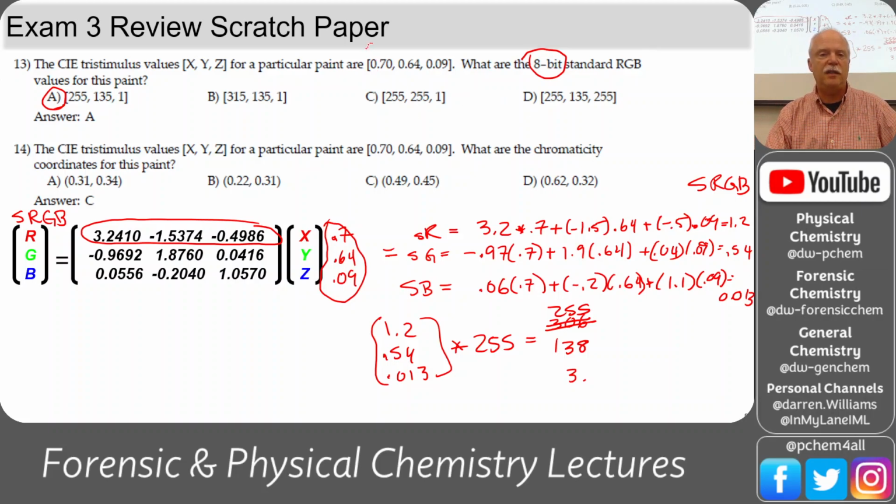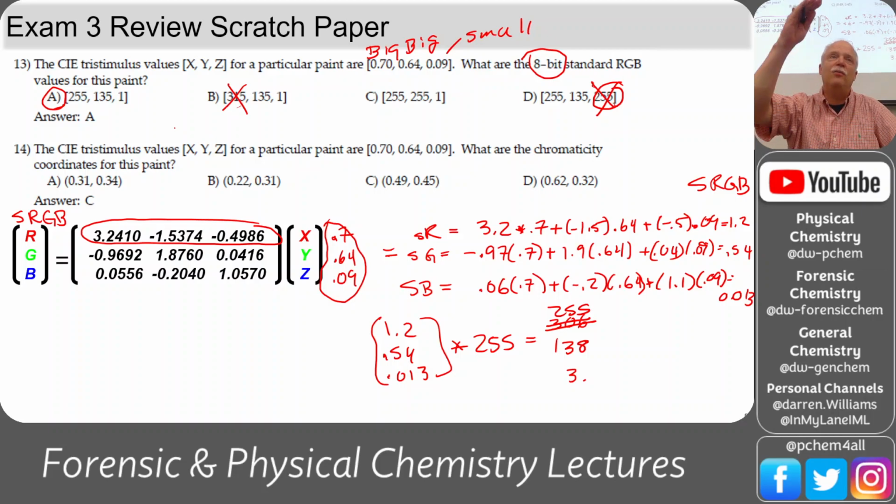Now, if we're pressed for time, what could we do? Well, look at this. This is big, big, and small. Look at this one. That's not small, so we know it's not this answer. It could possibly be this one. This one's over 255, so we know it's not that answer. So I've reduced it just by knowing something about X, Y, Z, and RGB.